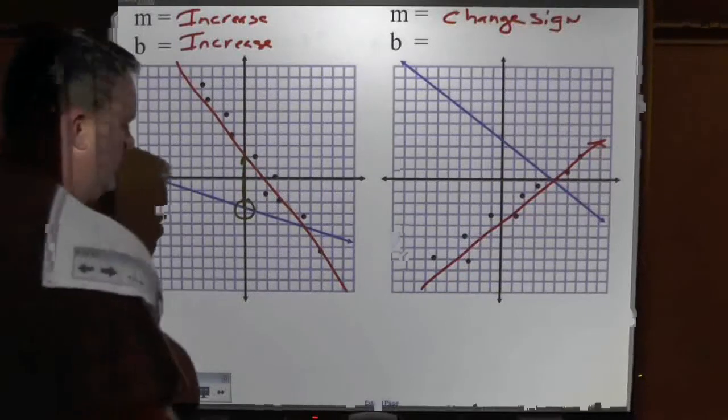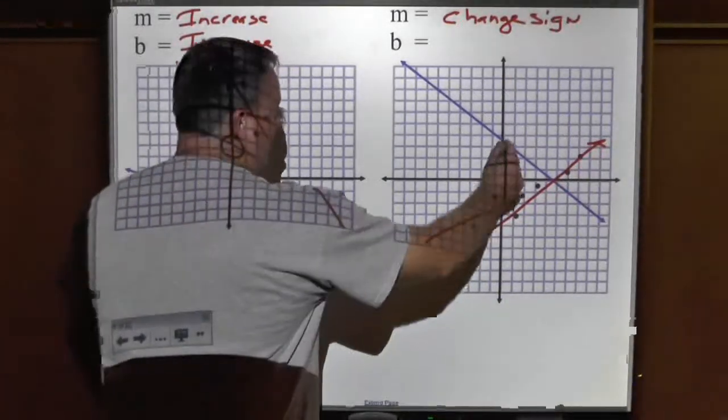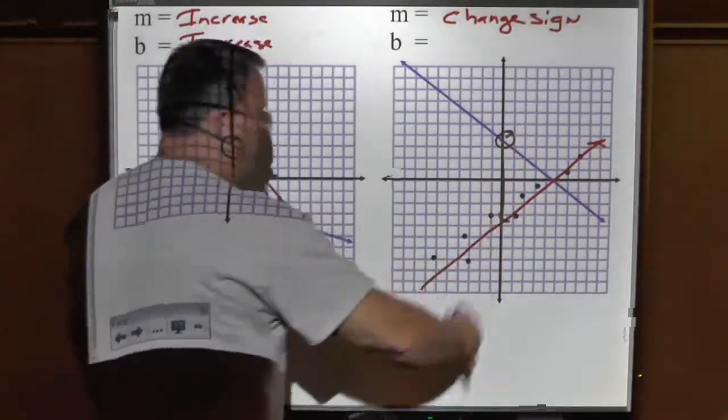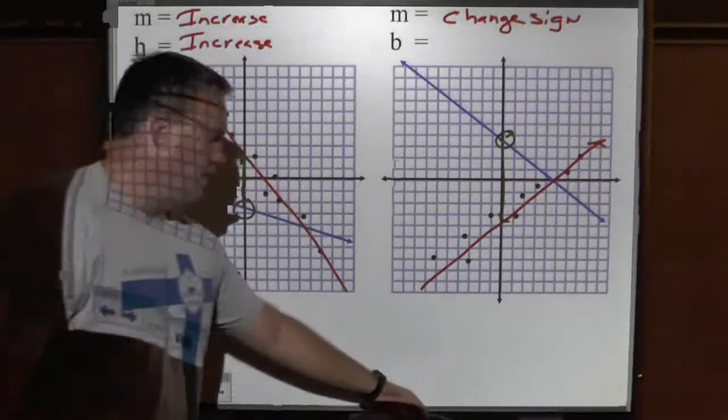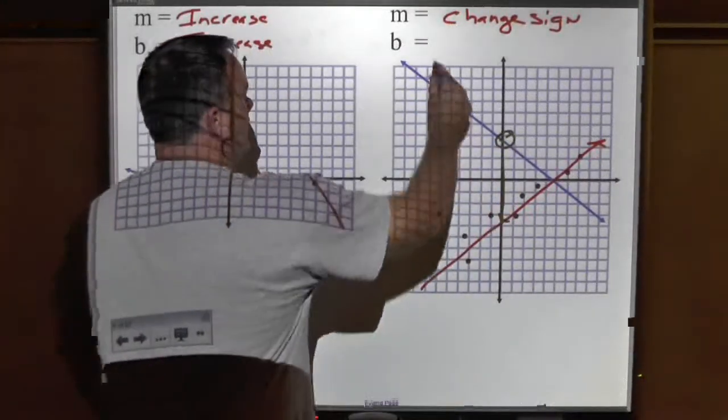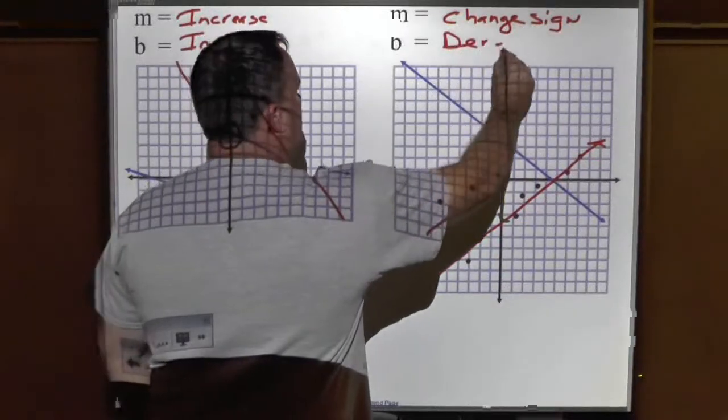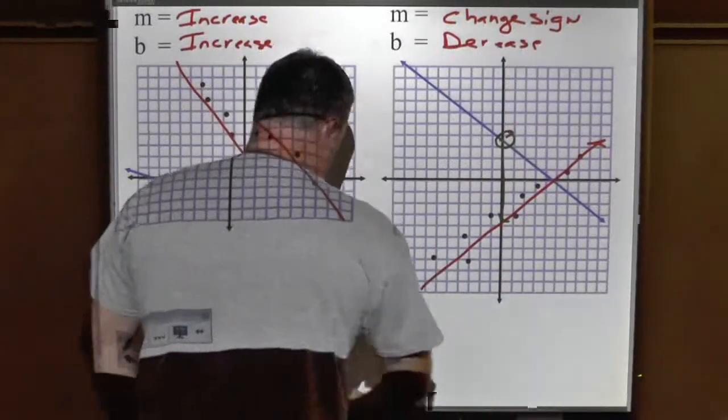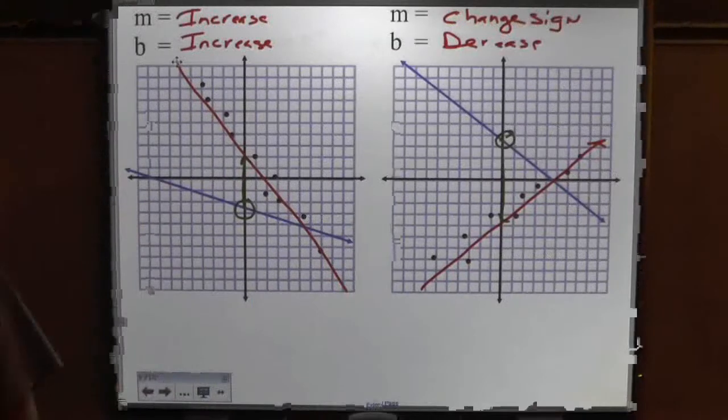Now the y-intercept, that also needs to change. Here's the blue one. You want to move it all the way down there. Well, to move it down, you need to decrease the y-intercept. You need to move it down, so you decrease it.